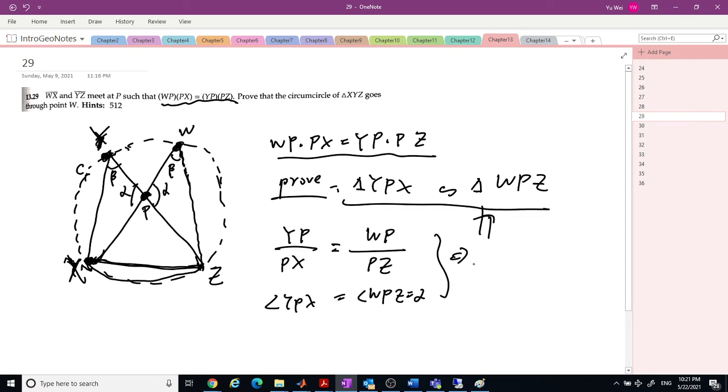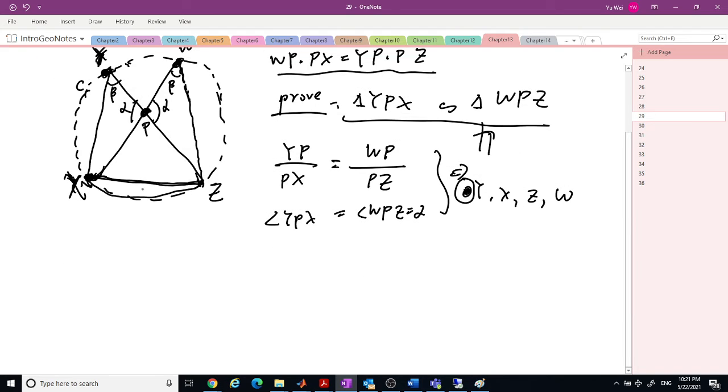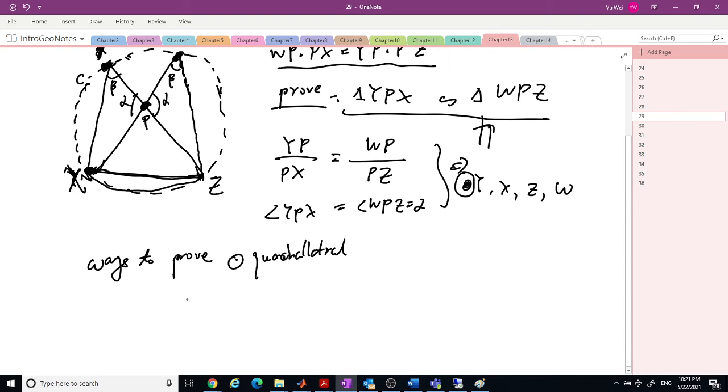So now we know that Y, X, Z, W are concyclic. Okay, there are several ways to prove four points are concyclic. Let me set aside here the ways to prove a concyclic quadrilateral.